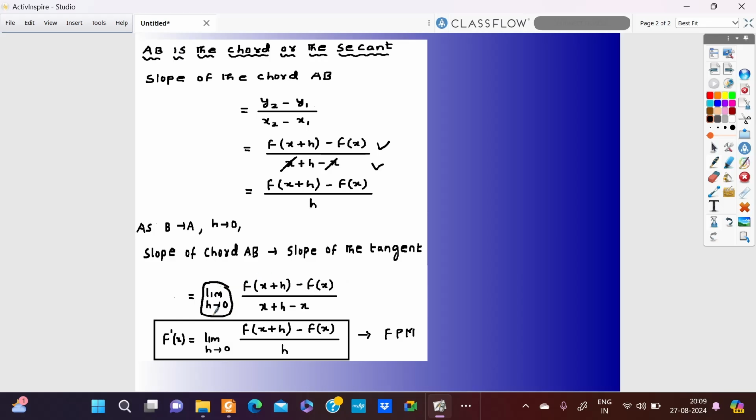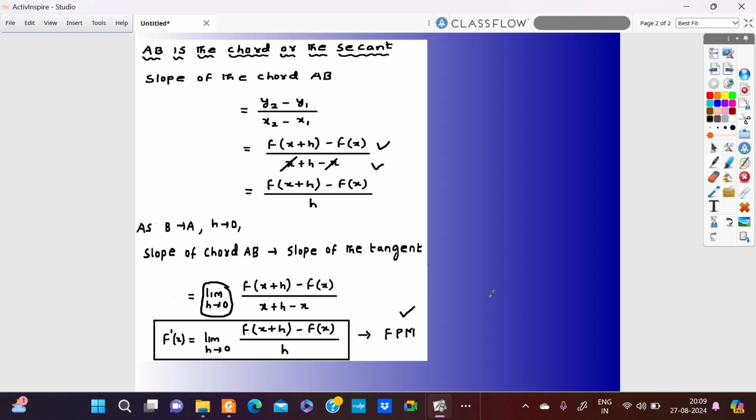limit h tends to 0, f of x plus h minus f of x divided by x plus h minus x, which is basically h in the denominator, is called the first principles method. Let me conclude. The only difference between the slope of the chord AB and the slope of the tangent technically drawn at AB is that it looks like one single point at A. Alright.